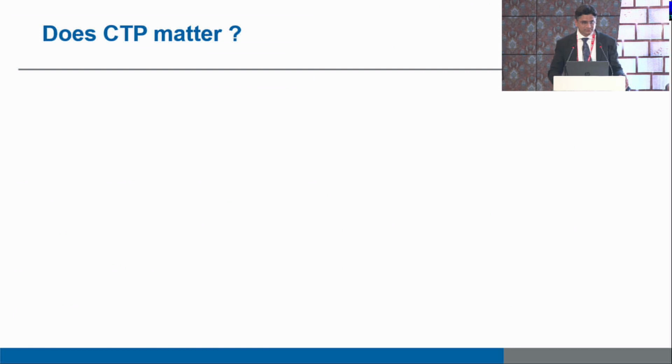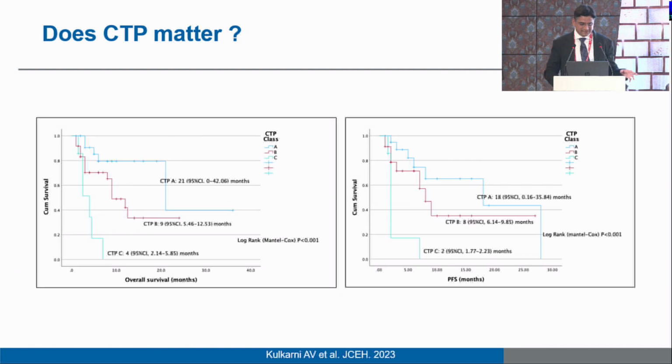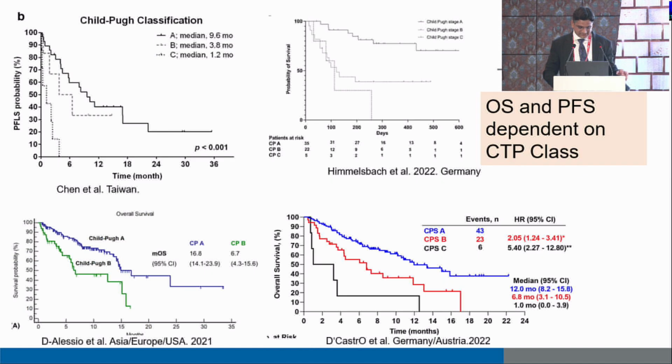Does Child-Pugh score matter? Yes, definitely. As we've seen in the BCLC staging as well, if the patient is advanced Child C, he is in BCLC D. This is what we noted in our study. Child-Pugh A have a very good, excellent overall response, overall survival of 21 months, and progression-free survival compared to Child B and Child C. There are several of them in the literature now. The OS and PFS is completely dependent on CTP class.